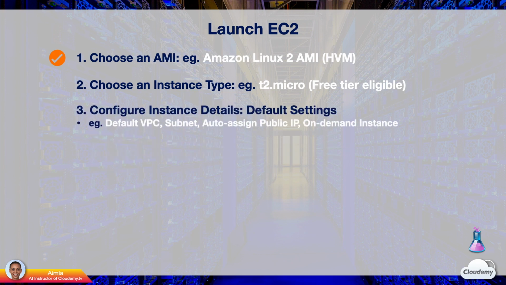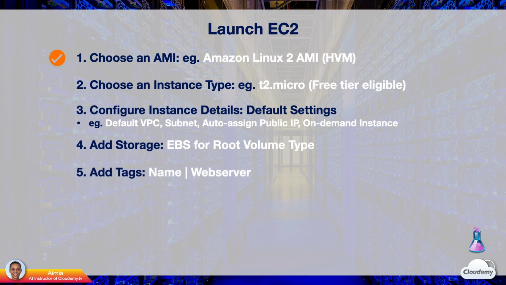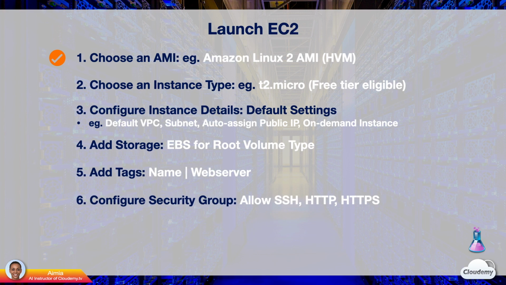Step 3, we're gonna configure instance details with default values, such as default VPC, subnet, auto-assign public IP, use on-demand instance. Step 4, we're gonna create root volume with EBS volume. Step 5, we're gonna add tags for the instance. Step 6, we need to configure the EC2 security group to allow access via SSH, HTTP, and HTTPS.